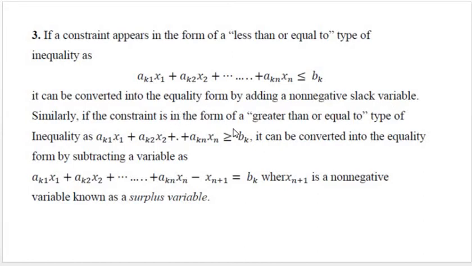Similarly, if the constraint is in the form of a greater than or equal to type of inequality as ak1 x1 plus ak2 x2 plus etc plus akn xn greater than or equal to bk, it can be converted into the equality form by subtracting a variable as ak1 x1 plus ak2 x2 plus etc plus akn xn minus xn plus 1 equal to bk, where xn plus 1 is a non-negative variable known as a surplus variable.